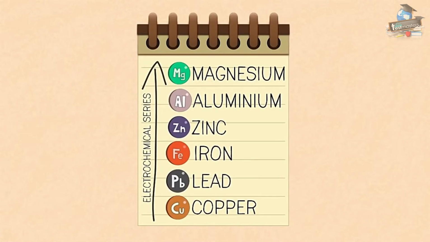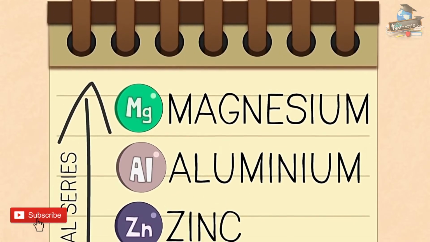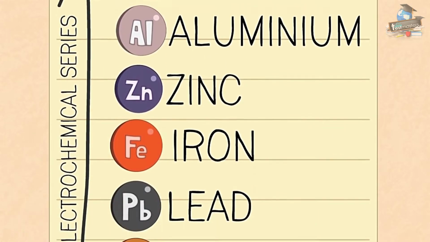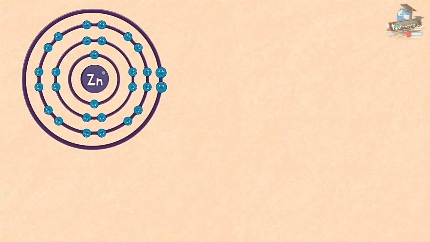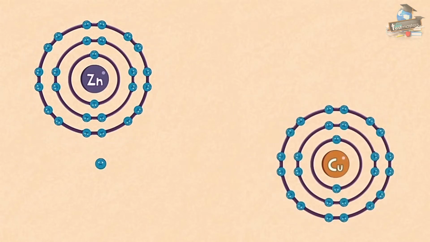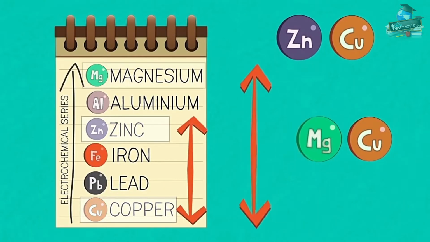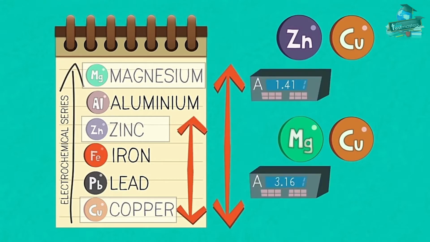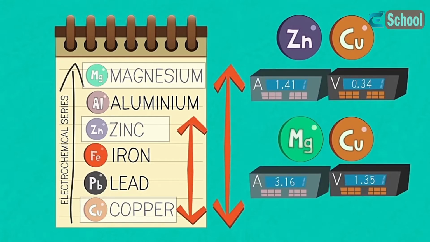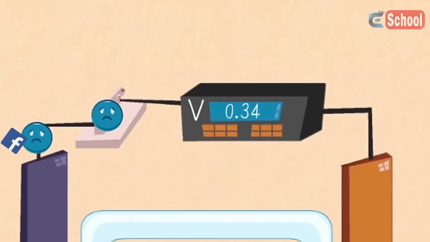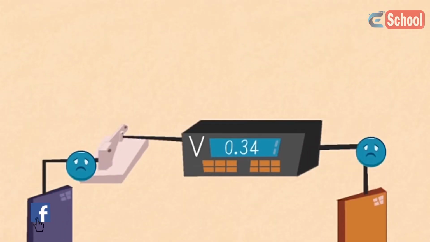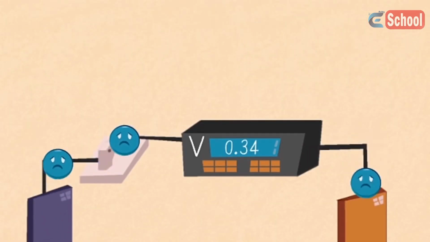The electrochemical series is a list of metals and other substances arranged in rank order of how easily the atoms may lose electrons. The further apart the metals are in the electrochemical series, the higher the voltage produced across the cell. Electrons flow along the wire from the metal higher in the electrochemical series to the metal lower down.